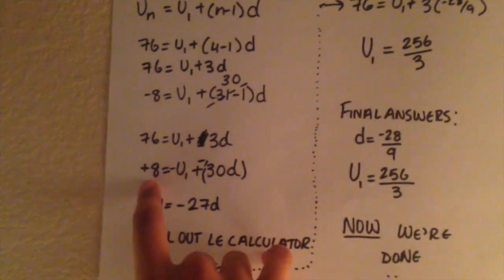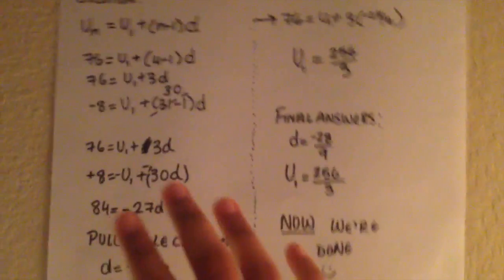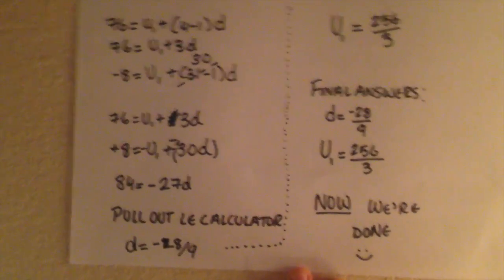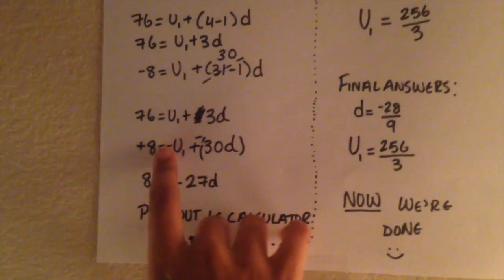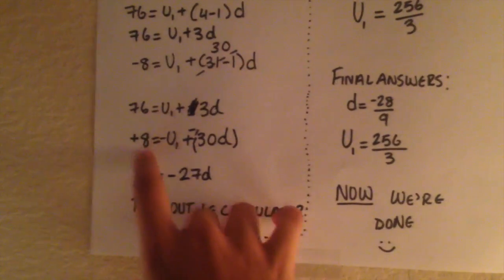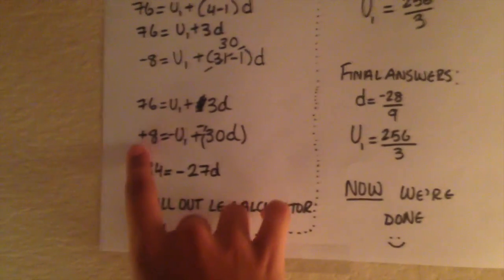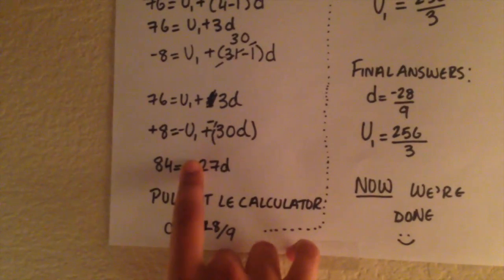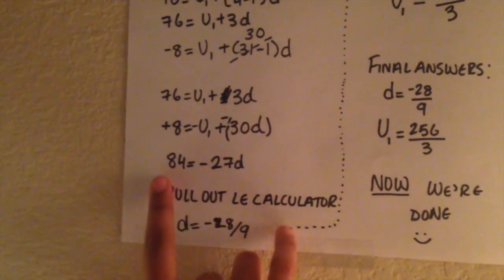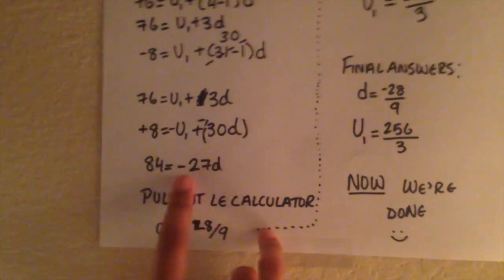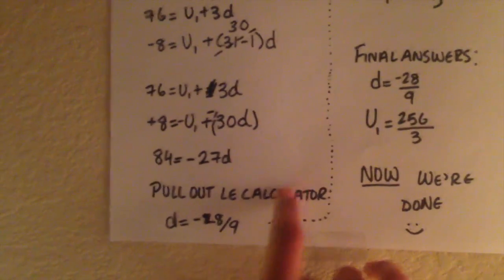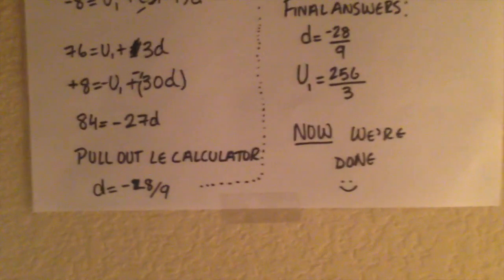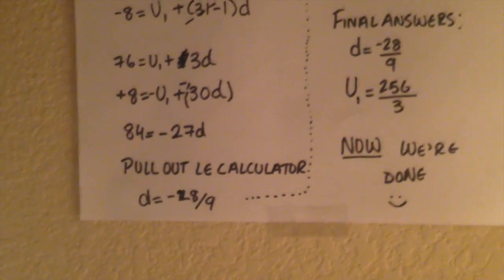Now you just line it up to make it easy for you to do elimination. Elimination's the fastest. So you switch the signs all over here, make it positive, negative, negative, so that way you cross out u1 and you can isolate d. 84 is equal to negative 27d. Now pull out your calculator and you will find that the difference is equal to negative 28 over 9.